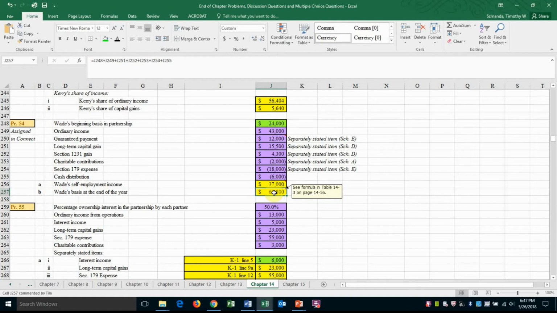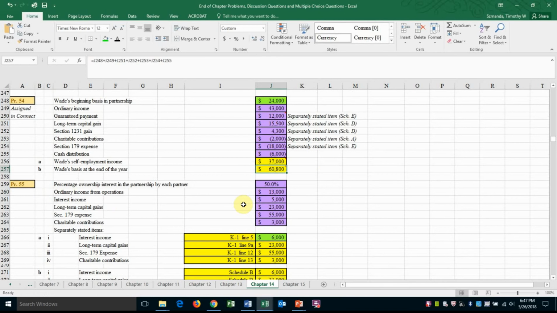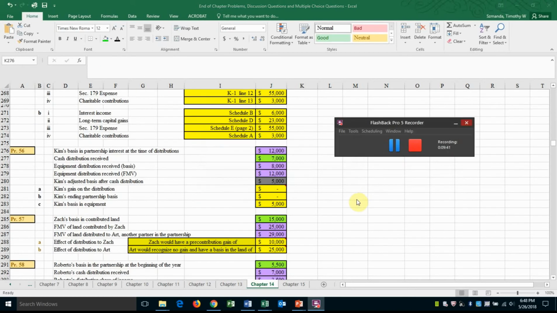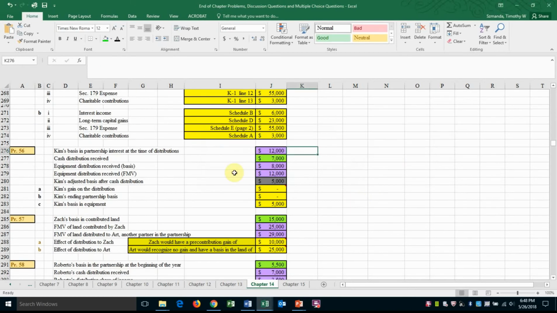This is table 14-3 on page 1416, excuse me. All right, next problem we can discuss then. I'd like to jump down to problem 56, which is found on page 1441.